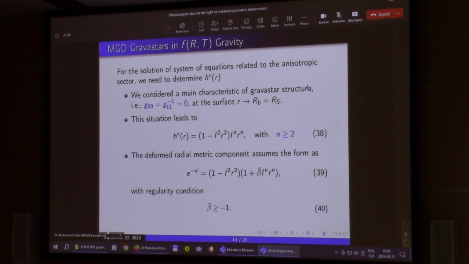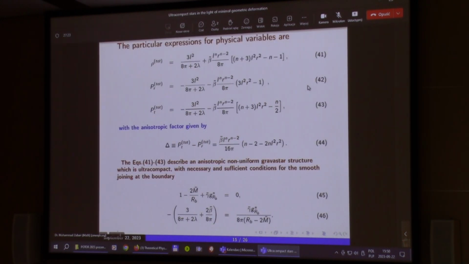And using this, we can calculate the E is for minus psi, and moreover, we try to apply the regularity condition in this scenario. The regularity condition helps us to put an additional constraint on the coupling parameter, which is beta greater than or equal to -1. Okay, the particular expressions for the rho total, the anisotropic factor and all these can be calculated.